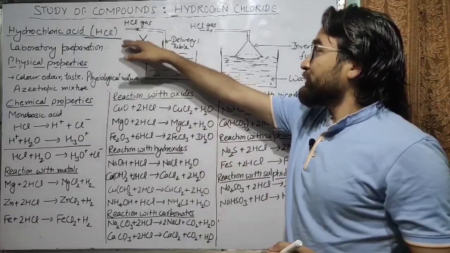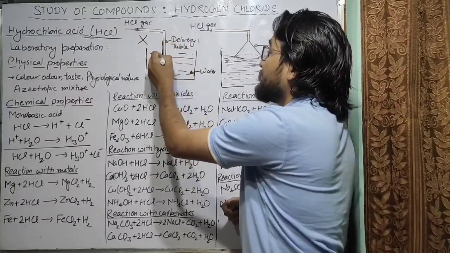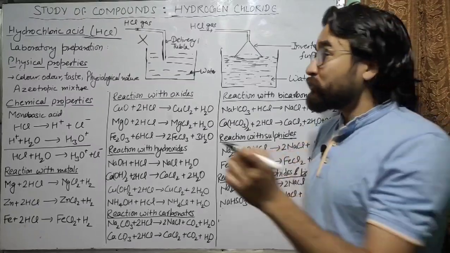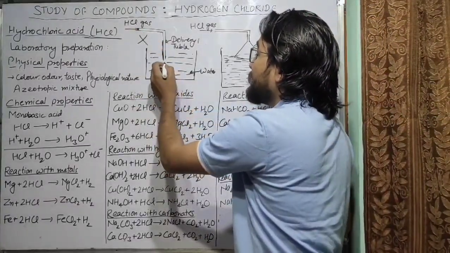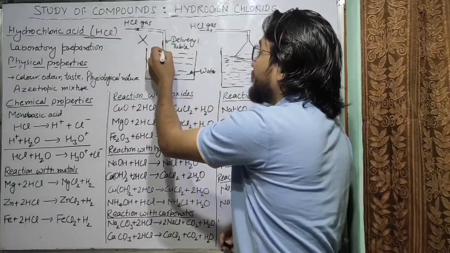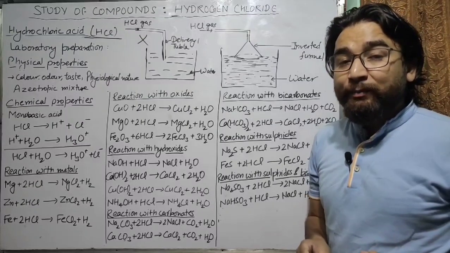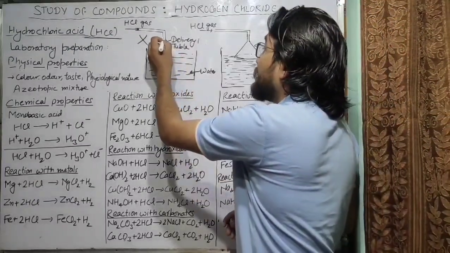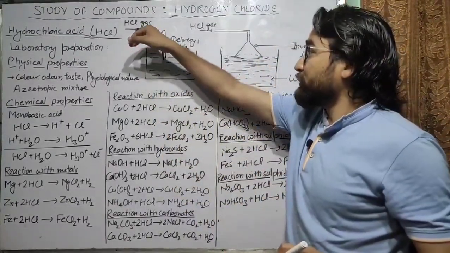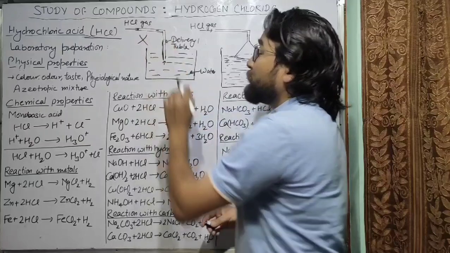In this method you can see there is a delivery tube which is being used to pass the hydrogen chloride gas into water. Now you know that hydrogen chloride gas is highly soluble in water. So whenever the hydrogen chloride gas is passed into water, water absorbs it. The gas present in the delivery tube will be absorbed by water. So what will happen? Due to this, there will be a partial vacuum inside the delivery tube, and since there is a partial vacuum, the water will be sucked into the delivery tube.